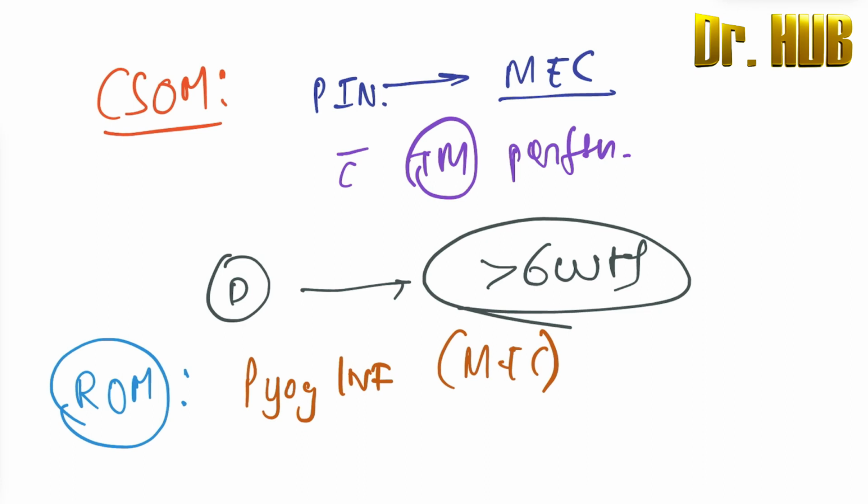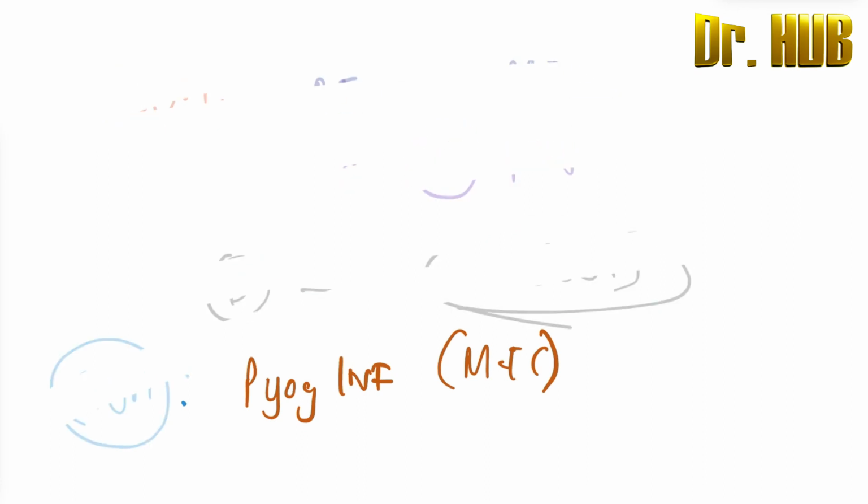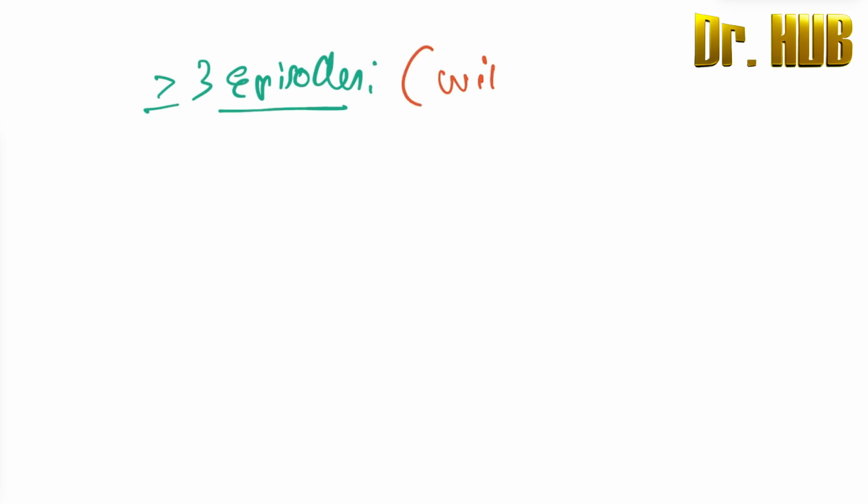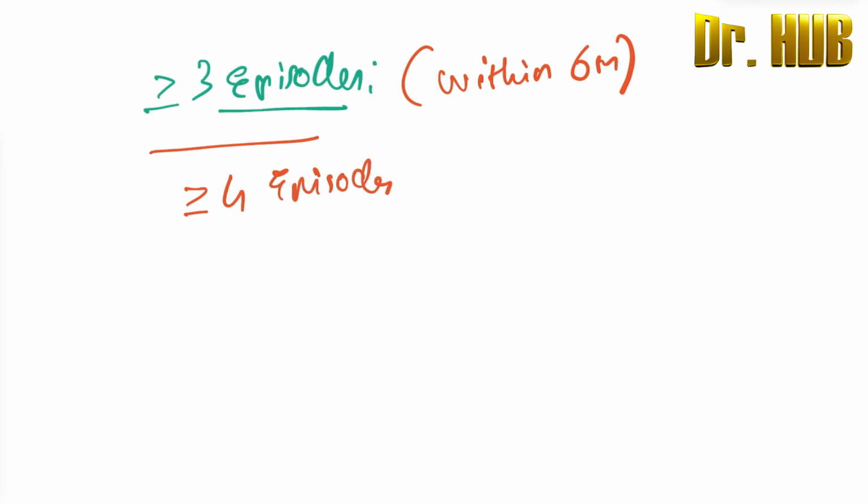Here there are two kinds of durations. It may occur as greater than or equal to 3 episodes within 6 months, or the other condition is greater than or equal to 4 episodes within 12 months.